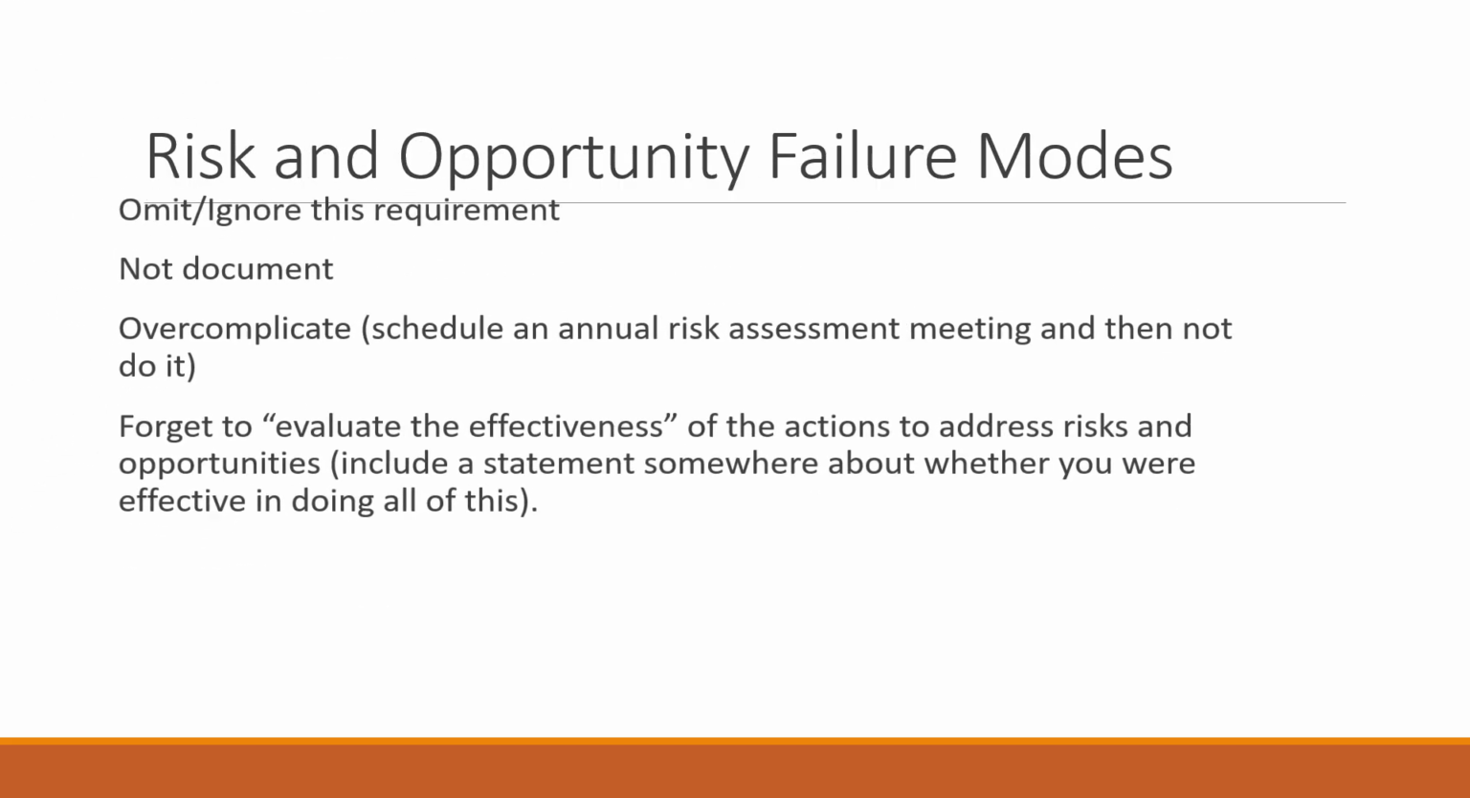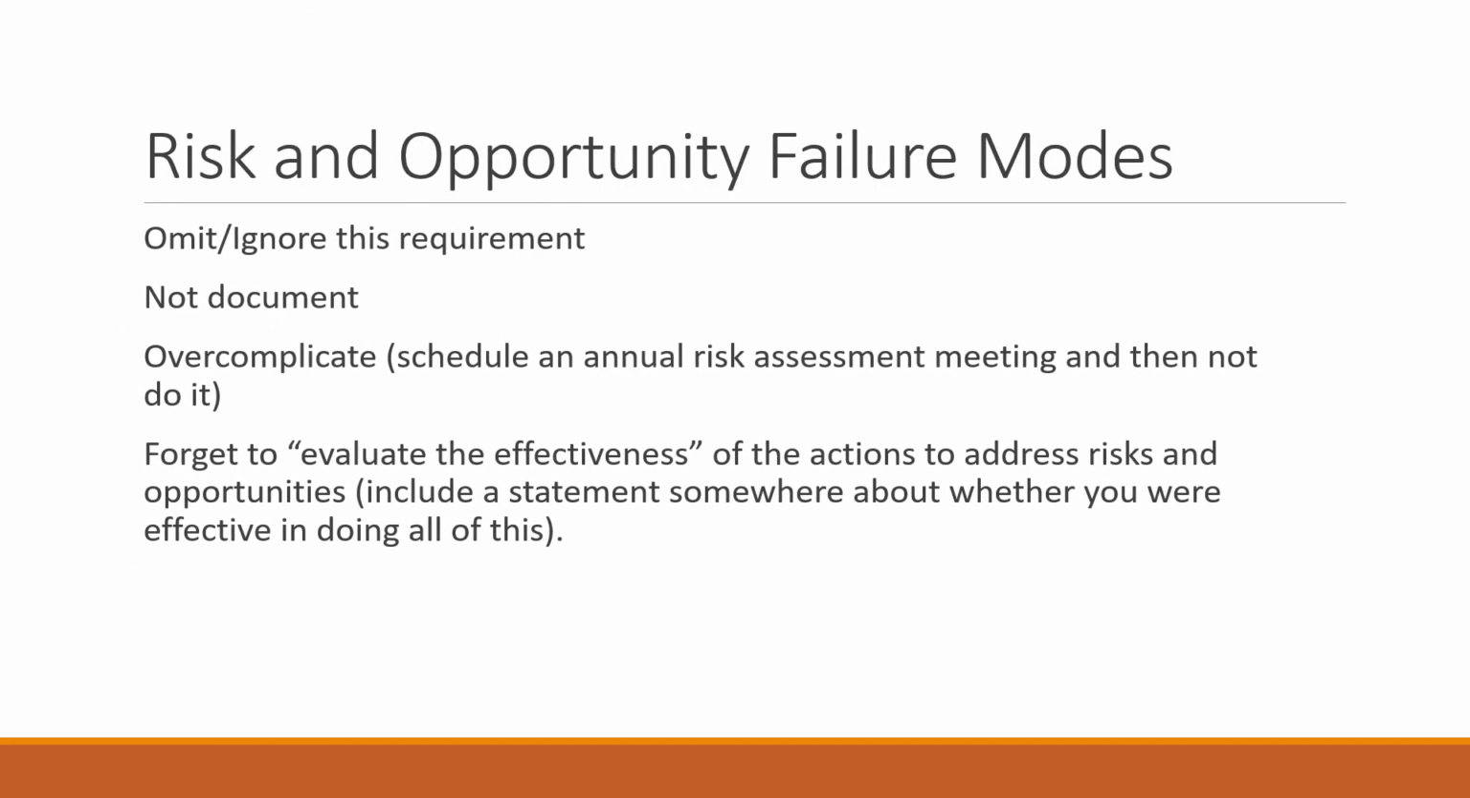So here are some ways to fail at this. The first one is to omit or ignore this requirement. The second one is to not document it in any way. The third one is to overcomplicate it. For example, you schedule an annual risk assessment meeting and then nobody wants to do it when the annual date rolls along. And then finally, forget to evaluate the effectiveness of it. You have to include a statement somewhere in your system about whether your current ways of dealing with risk are effective.